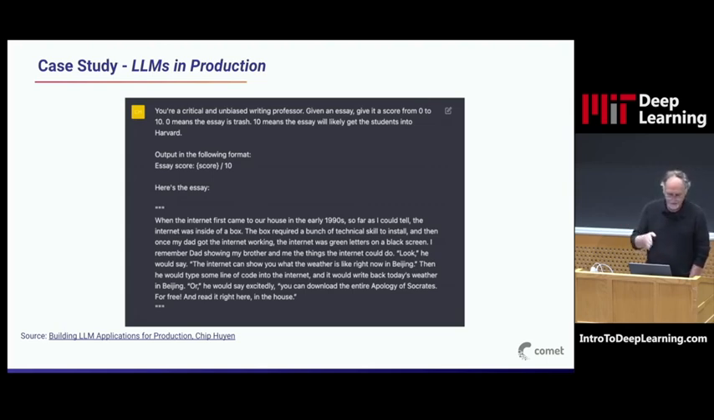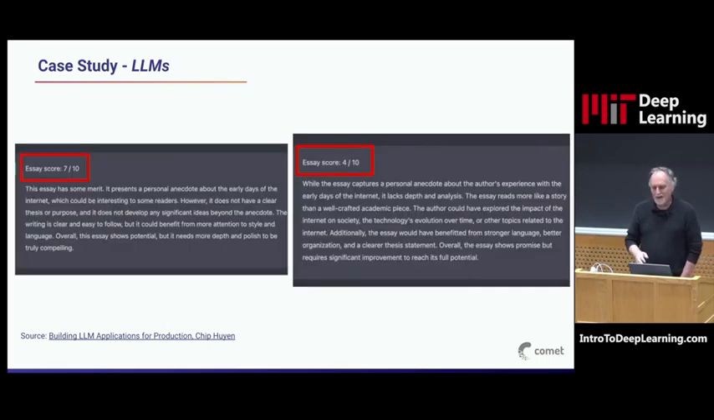This is an example from Chip Nguyen. So is this going to work or is this not going to work? This is a tricky question. It's going to work in that you're going to get output, but what does it mean? Let's take a look at these, and we don't have to read exactly what they are. The one on the left: essay score 7 out of 10. This essay has some merit. Okay, that's good. If you're getting feedback from your professor and they start out with that, you're on the right track.